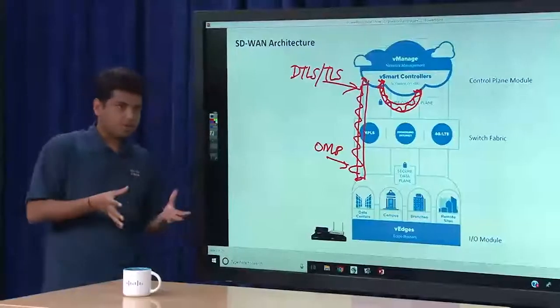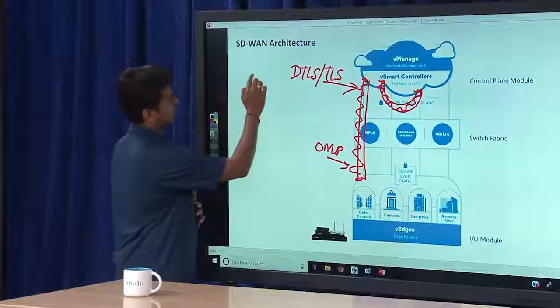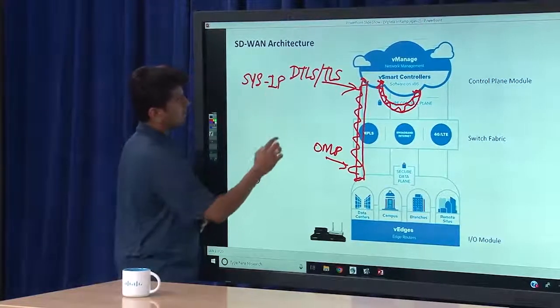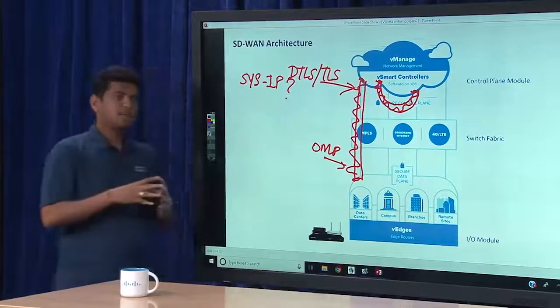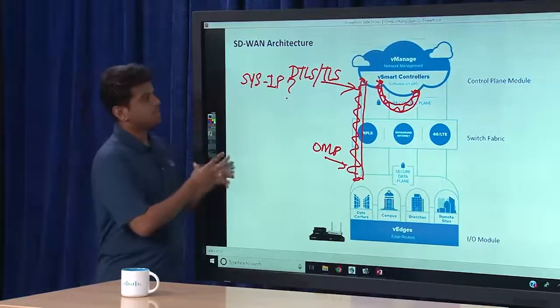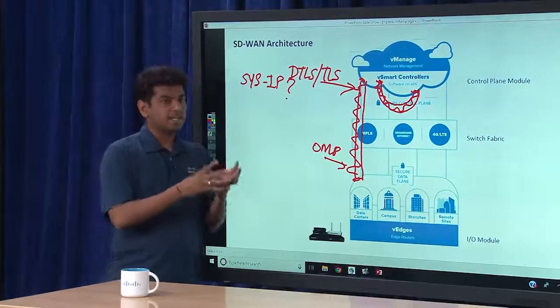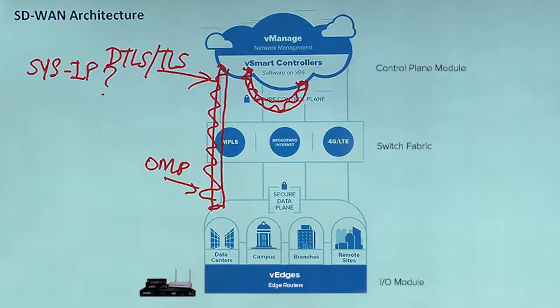Now, what is the endpoint for an OMP? It's nothing but a system IP. Now, what is a system IP? You can consider a system IP to be a unique identifier for a particular entity in the SD-WAN solution. So be it a vEdge, be it a vSmart, be it a vManage or a vBond, each and every device in the SD-WAN solution is uniquely identified by its system IP.